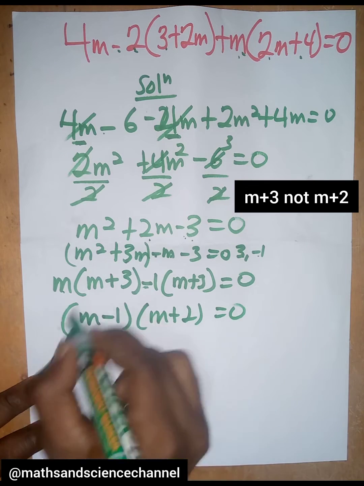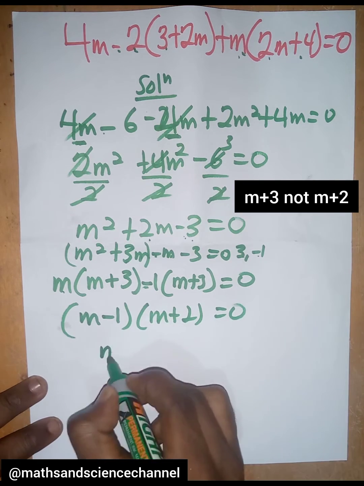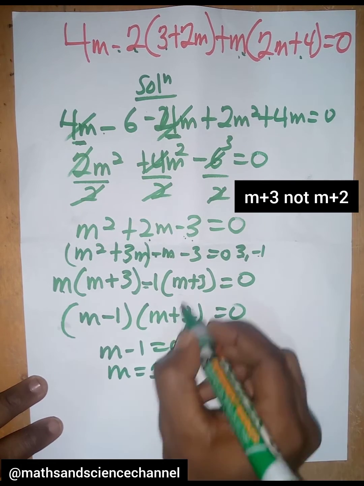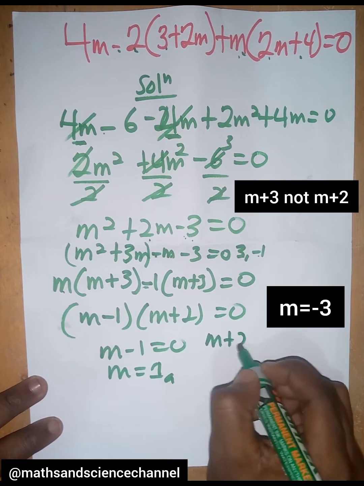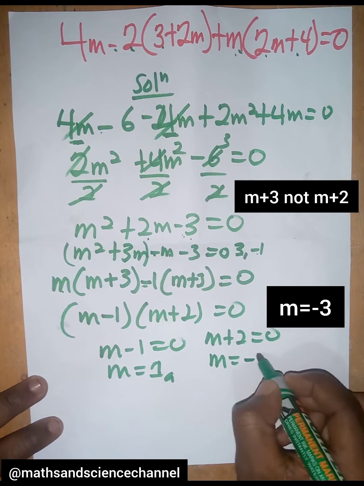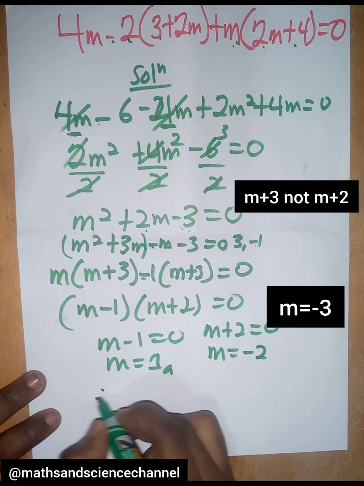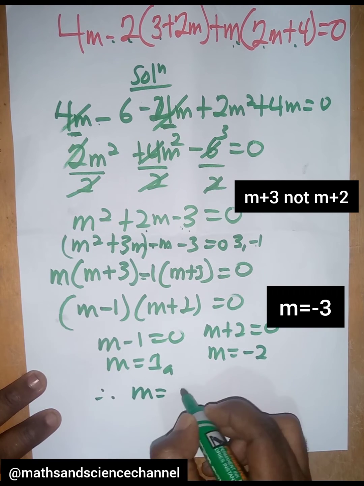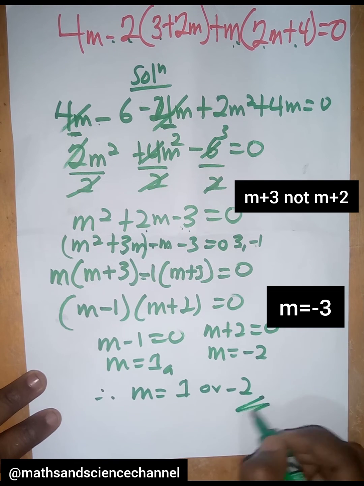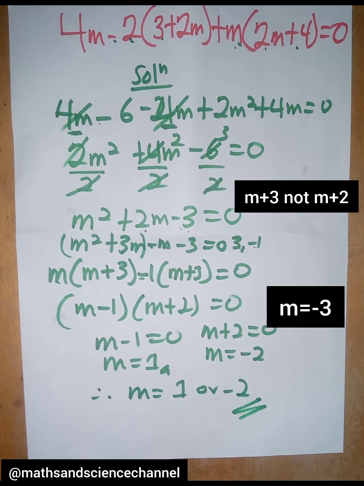Now what do we have here? We take the first part and equate it to 0. We have m minus 1 being equal to 0, so m becomes equal to 1 in the first place. Now the second part, m plus 3 equals 0. Then m equals, now it crosses, so it becomes negative 3 in this case. So therefore we can conclude that m is equal to 1 or negative 3. So that's basically going to be the values of m in this case.